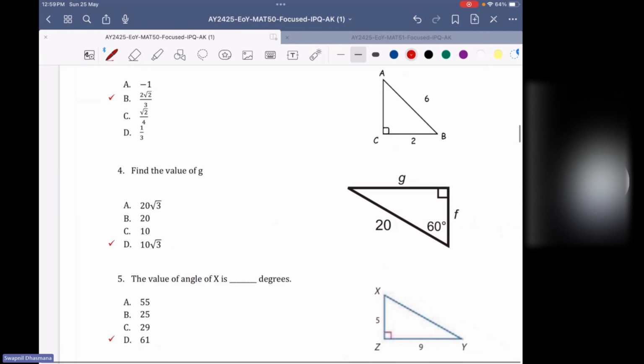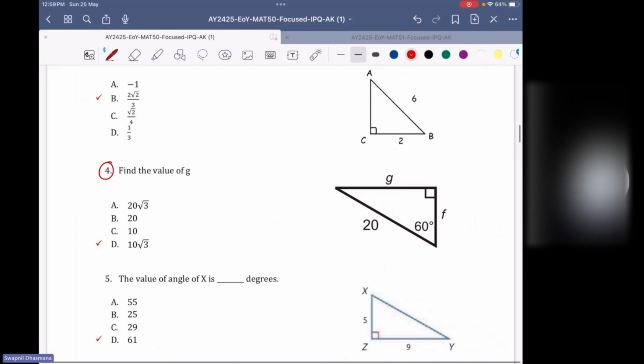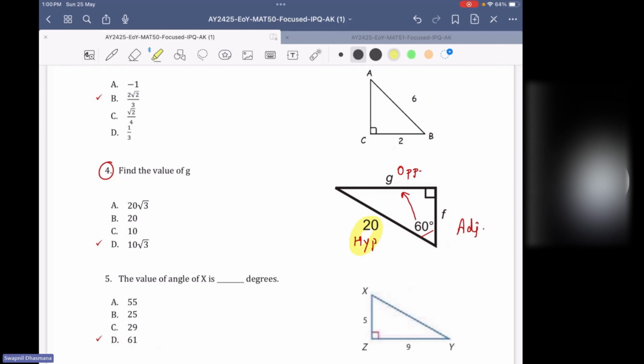Have a look at this. This is slightly different. Number 4. So if I'm talking about 60 degrees, they want you to find the value of G. So the opposite side would be opposite. This is hypotenuse. This is adjacent. So what do we have here? We have hypotenuse. We need to find opposite, and we have the theta.